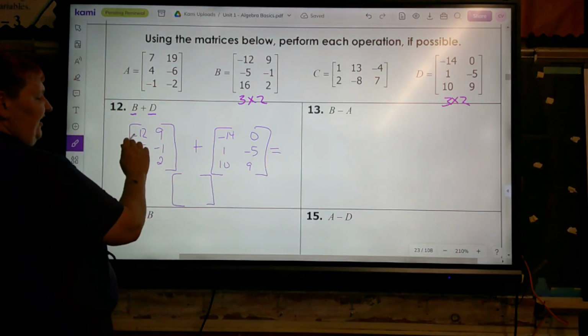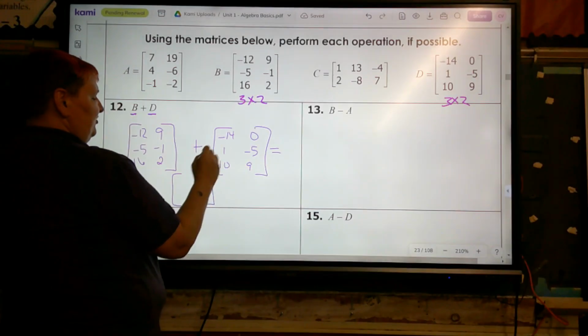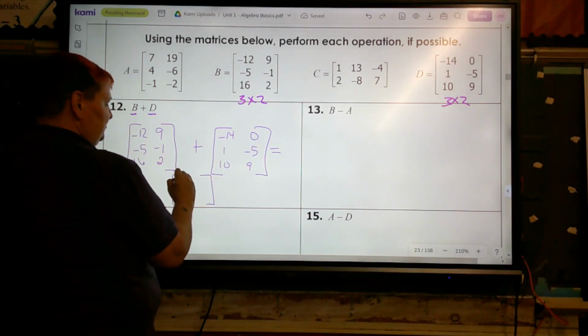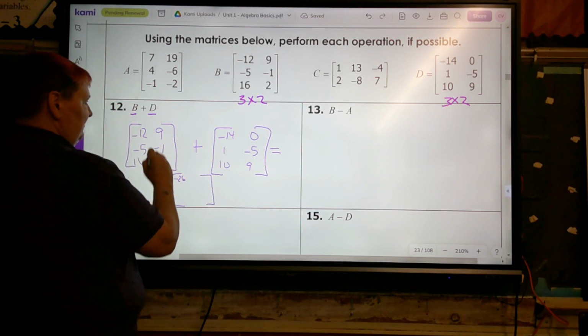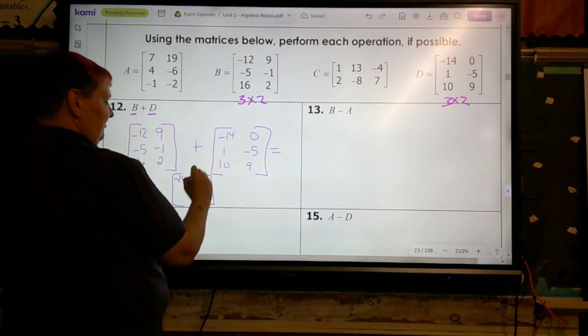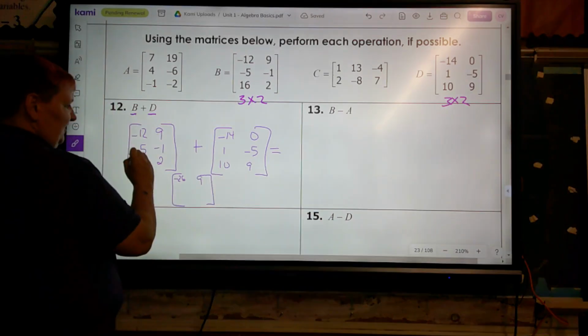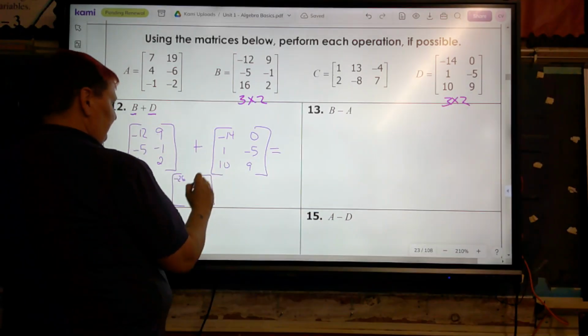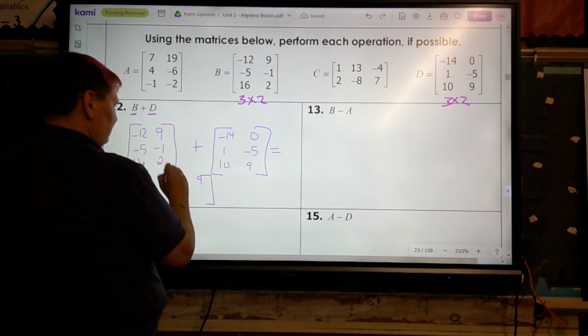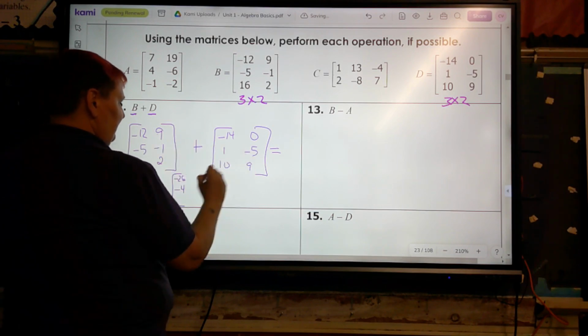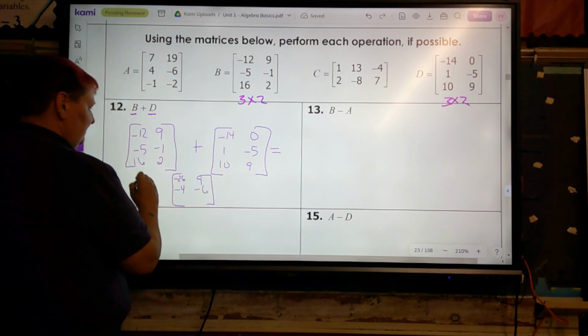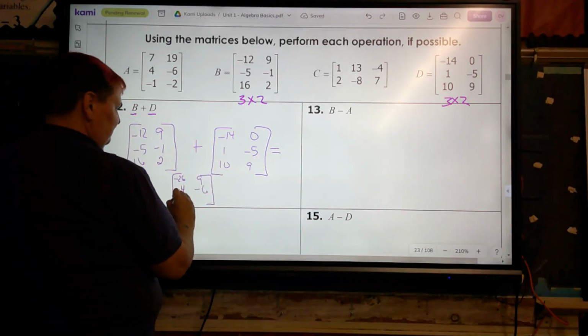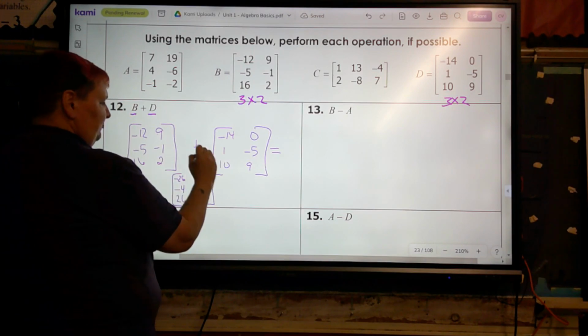And we're just going to do negative 12 plus negative 14. That would be negative 26. 9 plus 0. Negative 5 plus 1. Negative 1 plus negative 5. 16 plus 10. 2 plus 9.